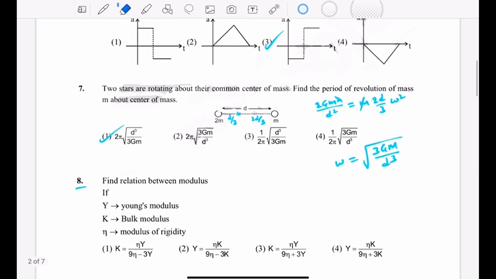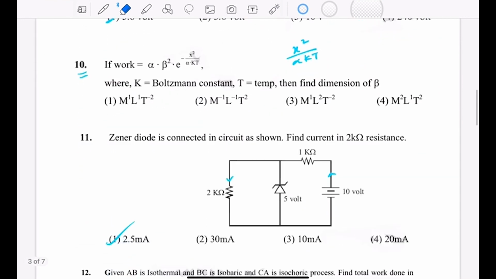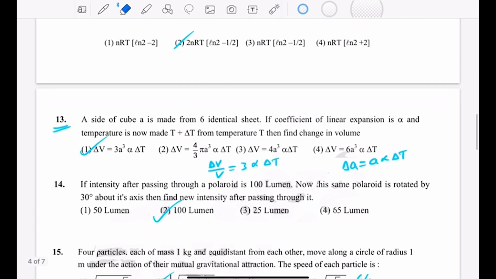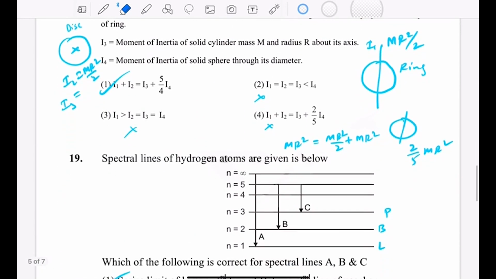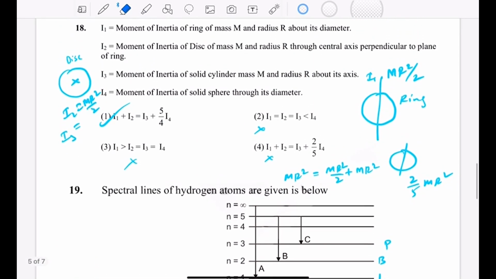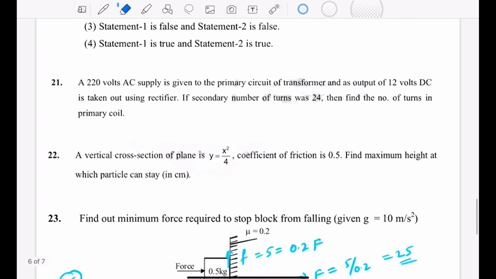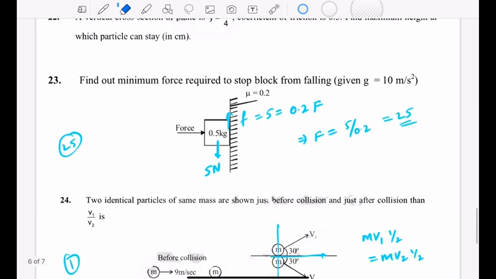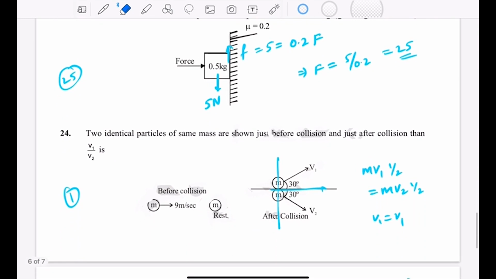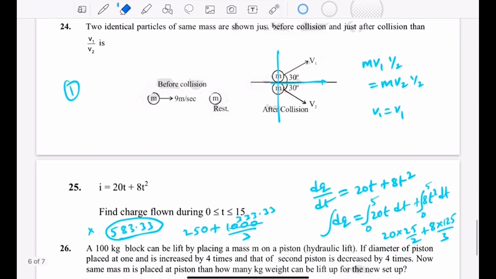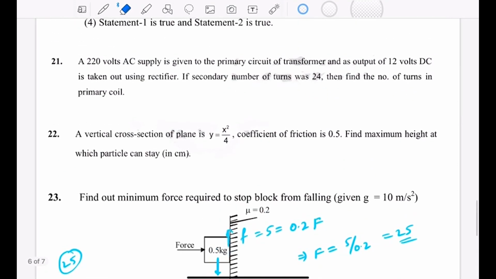What more is left? This Young's modulus question, I don't remember the expression properly. Anything left? Okay, in this one question I have to do, right? Yeah, I can do this one.